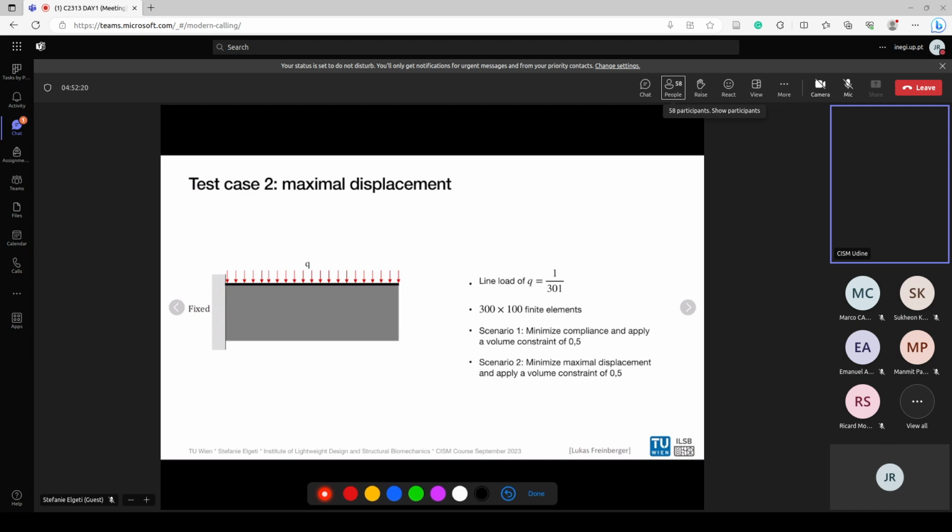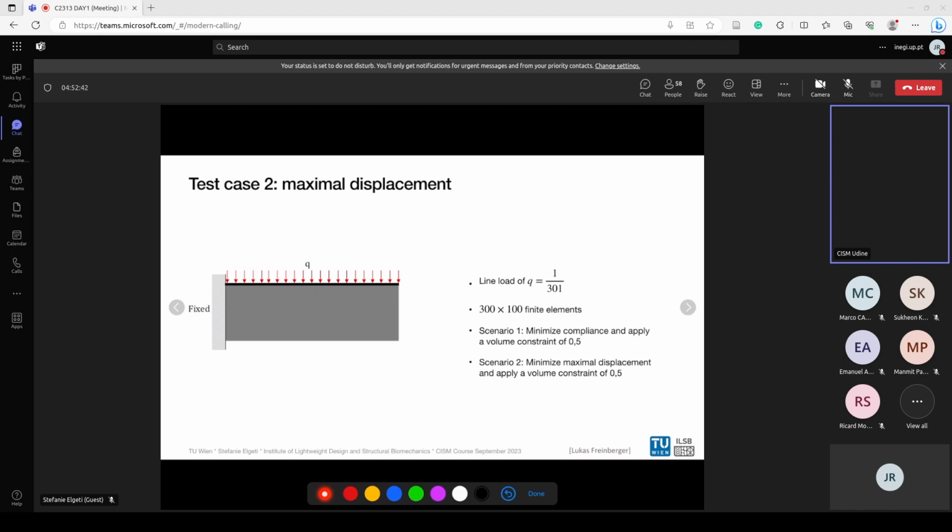The second test case, now optimizing with respect to maximal displacement. So now we have a line load. Again, the same finite element mesh. Scenario 1, we minimize compliance and apply volume constraints, so like before. Scenario 2, we minimize the maximal displacement and apply a volume constraint.